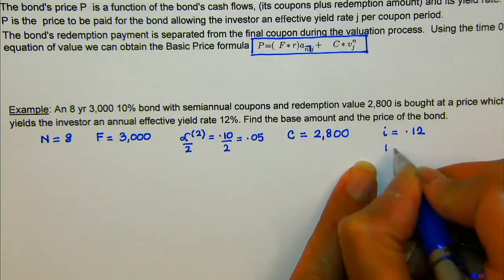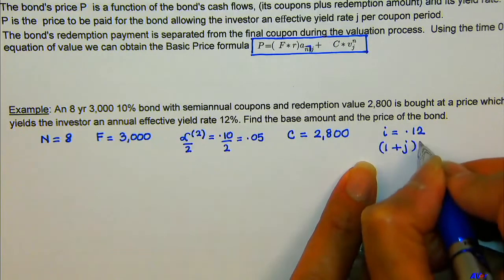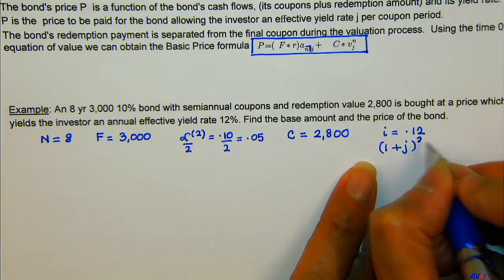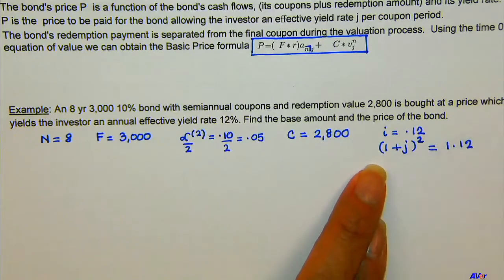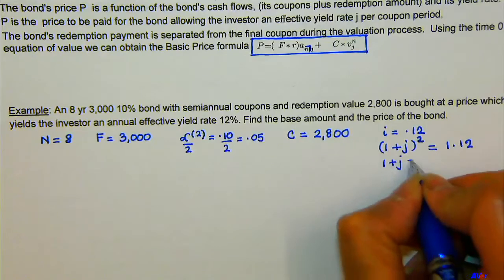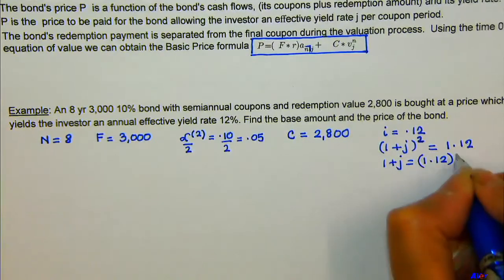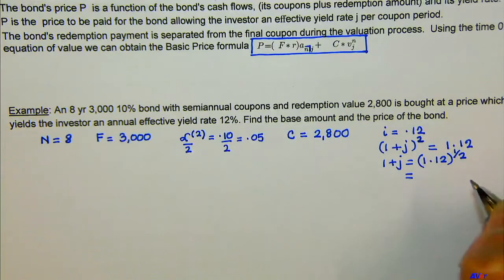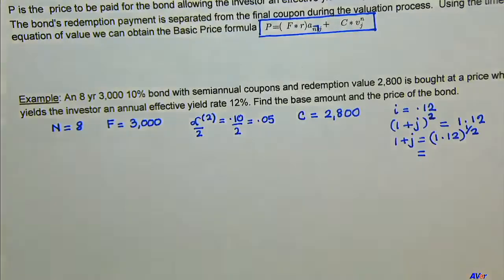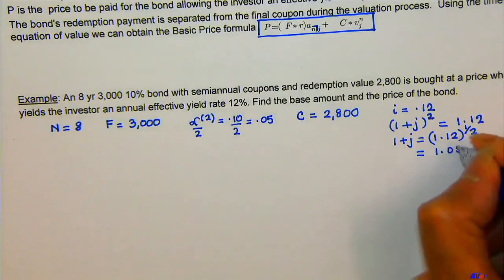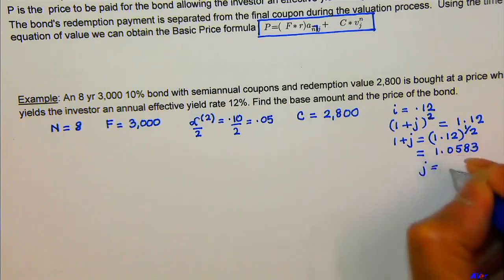So 1 plus j, squared. Why 2? Yeah, squared, equals 1.12. Okay, so 1 plus j equals 1.12 to the 1/2 power. So it's going to be something just less than 6%, right? How much is it? Let's see. Can I cheat? So it turns out to be 1.0583. Therefore, j is equal to 0.0583.